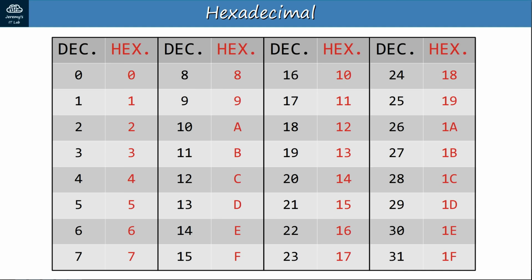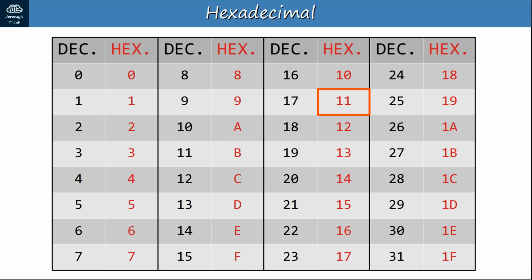Here's a chart showing some decimal numbers in black and their hexadecimal equivalents in red. We already saw the hexadecimal numbers up to F, which is equal to decimal 15. Notice how the numbers are written after F. This hexadecimal number looks like 10, but it isn't 10. The second column in hexadecimal represents 16. So this is 1 sixteen and 0 ones. So it's equivalent to decimal 16. This number looks like 11, but really it's 1 sixteen and 1 one. So it's equivalent to decimal 17.